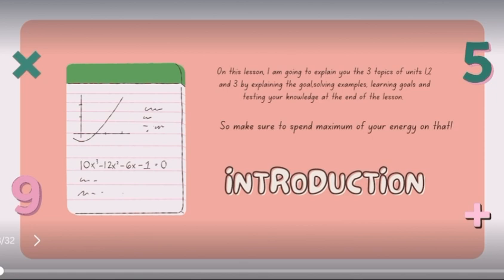So let's start with the introduction. In this lesson, I'm going to explain the three topics of the first, second, and third units by explaining the goal, solving examples, learning goals, and testing your knowledge at the end of the lesson. So make sure you spend the maximum of your energy on that. So this was the introduction.